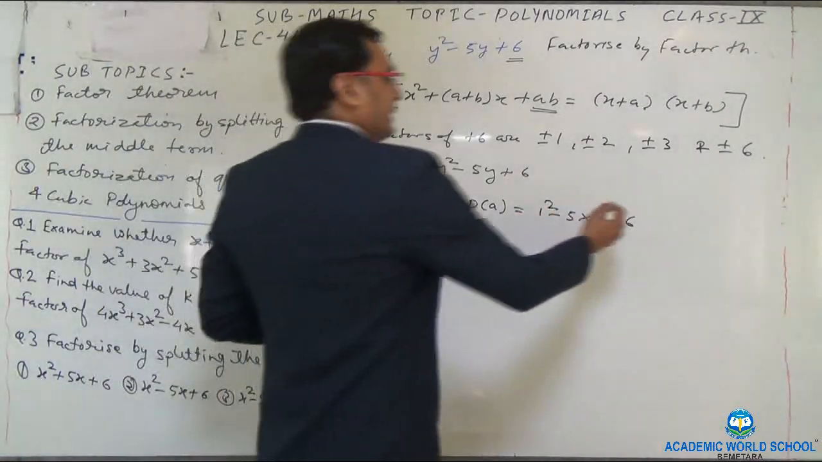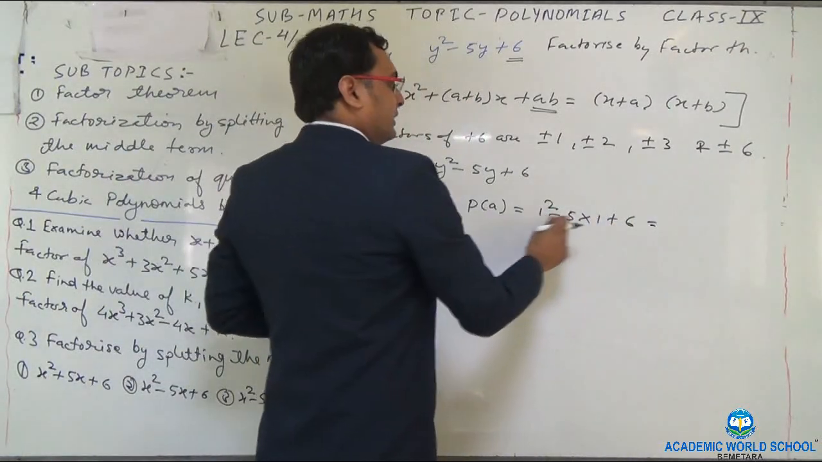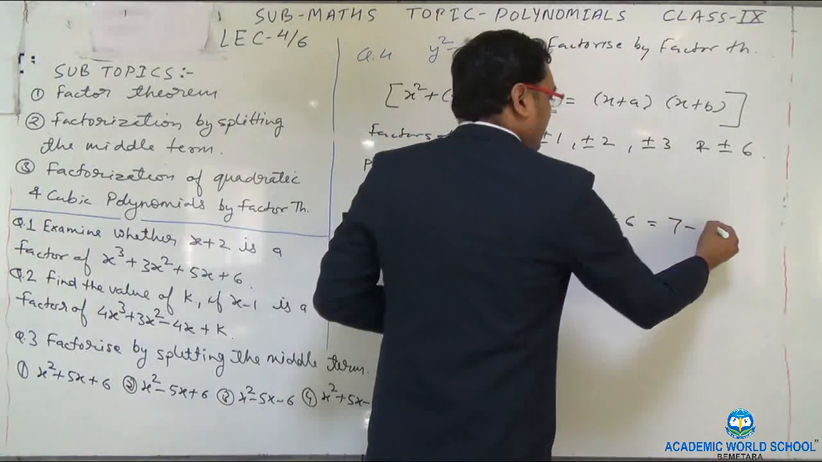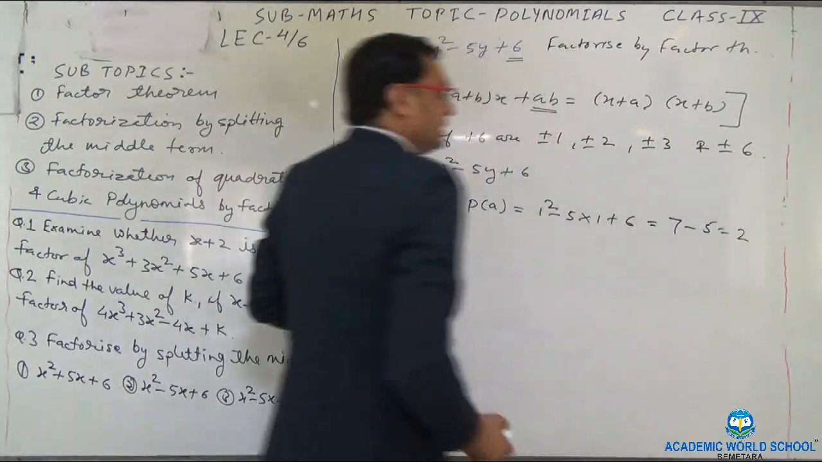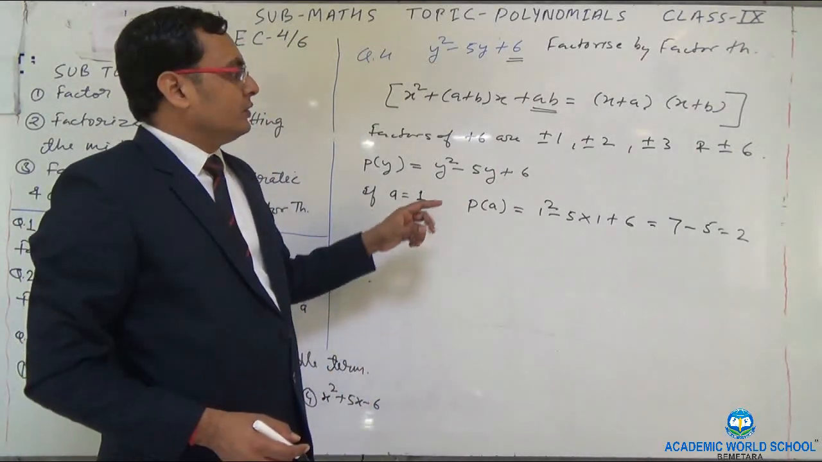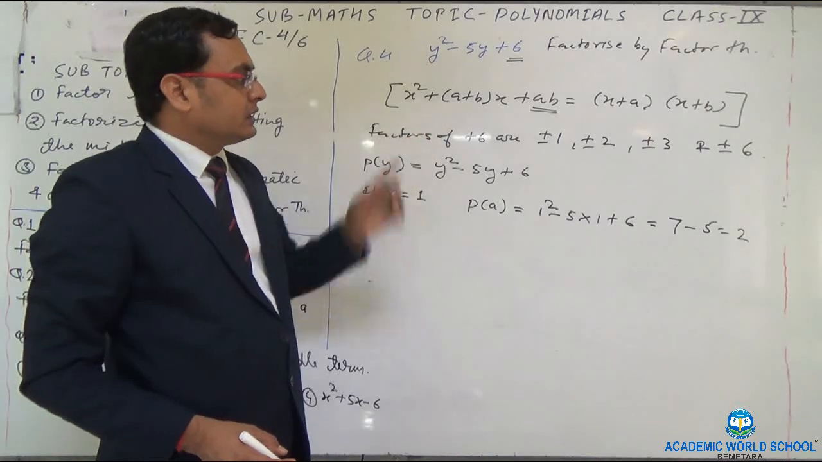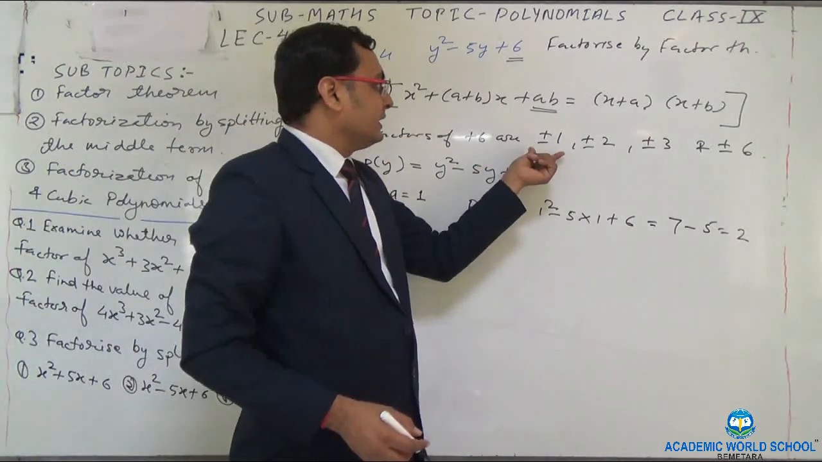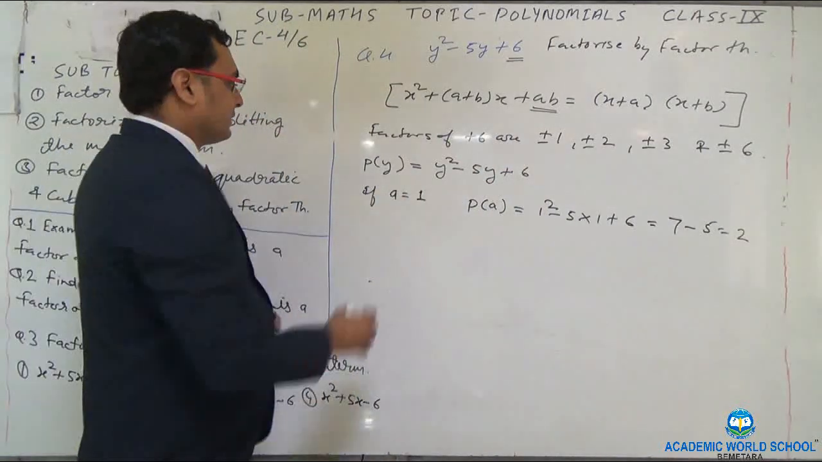So that is equal to 1 plus 6, 7 minus 5, which is equal to 2. Here the remainder is not equal to 2. So we will look at another value of this a. Here a we have to choose minus 1.